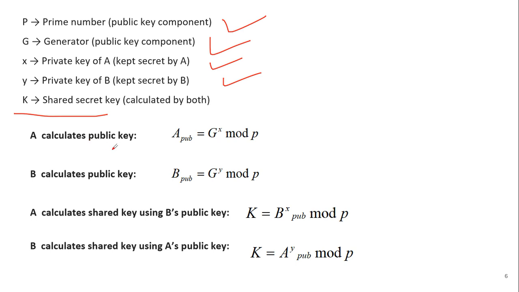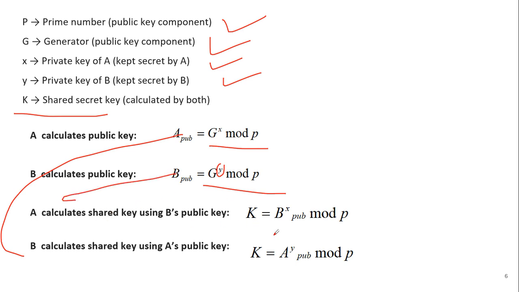So first A calculates the public key. A public is equal to G raised to X mod P. Then B calculates the public key by using its own secret key, that is nothing but Y, that is G raised to Y mod P. Now here they are exchanging. For example, A public goes to B and B public goes to A.